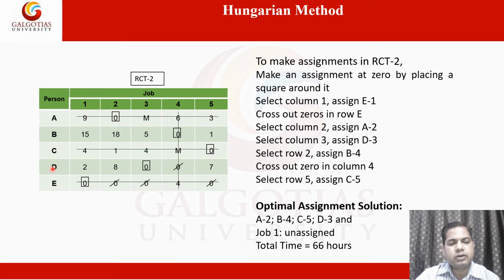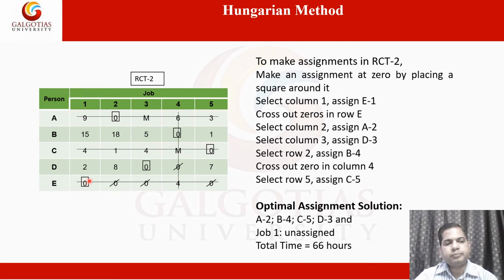When we move to the fourth row, in the fourth row this 0 is already cancelled, so we are left with the single 0. When we put a square on this and give the assignment, in this particular column this 0 will be cancelled. Now if you see, this 0 is cancelled, this 0 is cancelled, and this 0 is cancelled, and in the fifth row we are left with the single 0. So this 0 will be given the assignment by putting the square on it. Now we can see the assignments are 1, 2, 3, 4, 5.